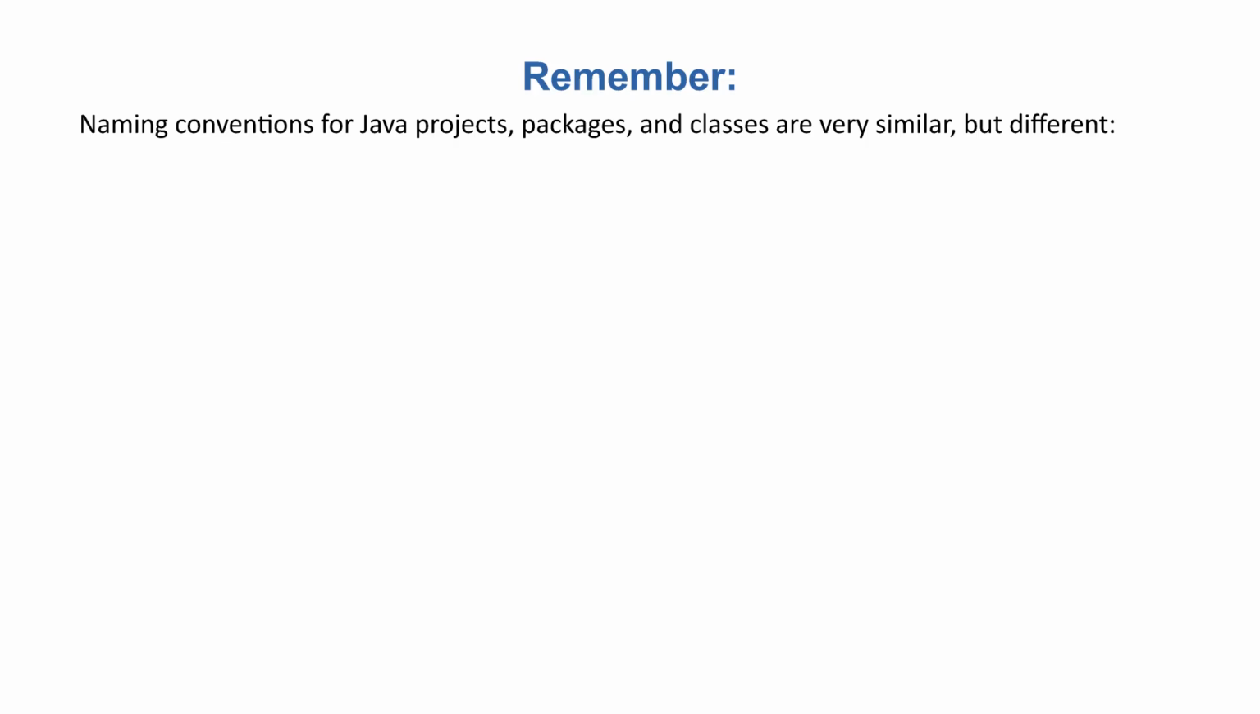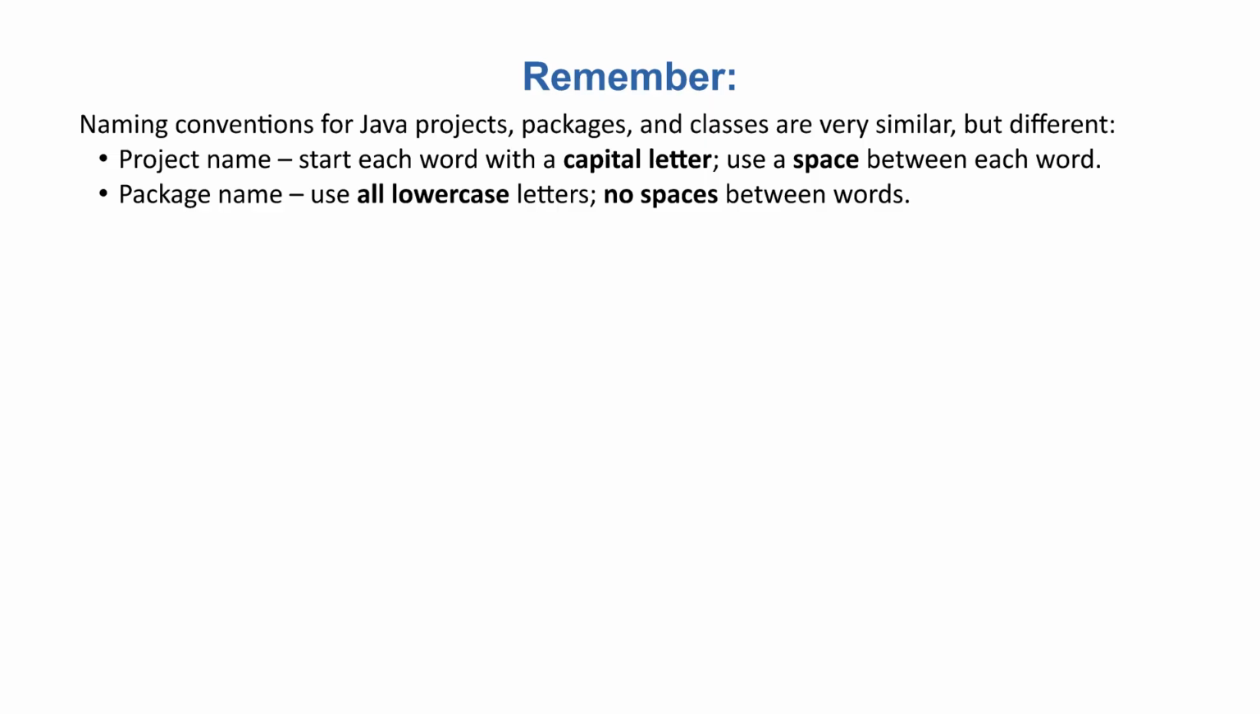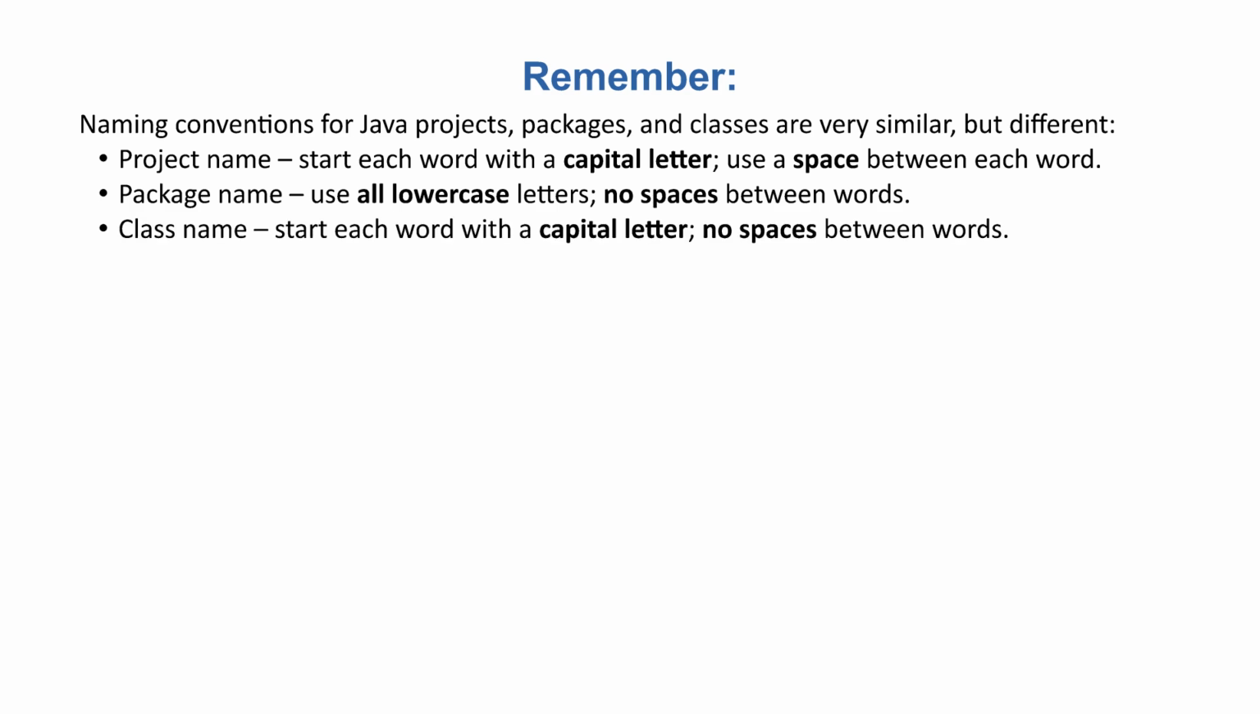As you create programs, remember that the project name, package name, and class name look very similar, but they follow slightly different naming conventions. For the Java project name, start each word with a capital letter. Use a space between each word. For the package name, use all lowercase letters, no spaces between words. And for the class name, start each word with a capital letter, no spaces between words.